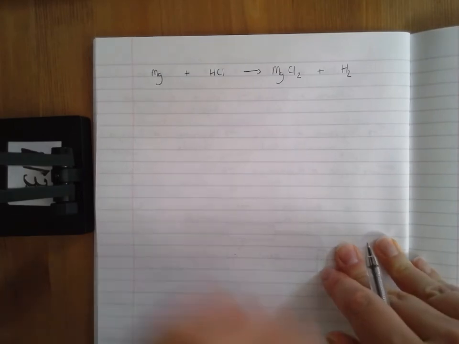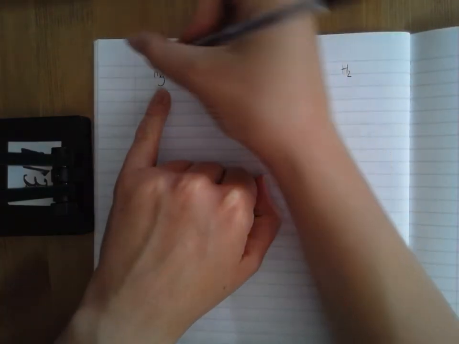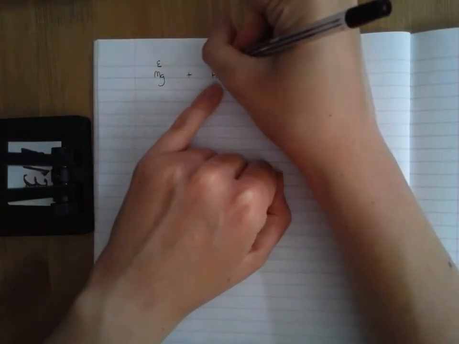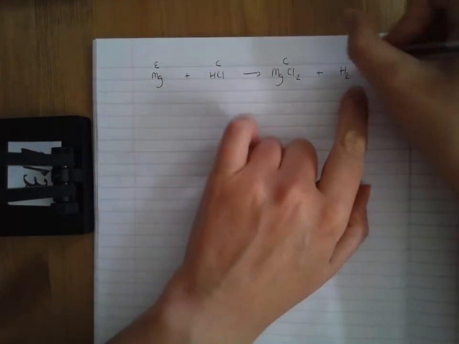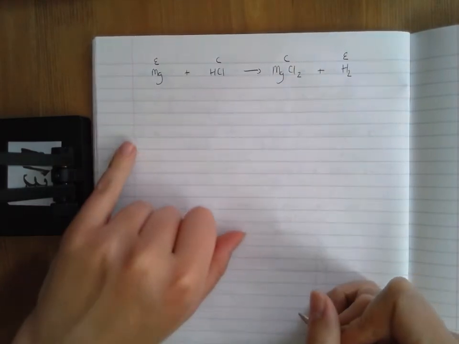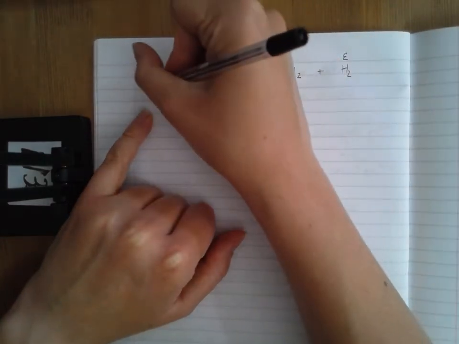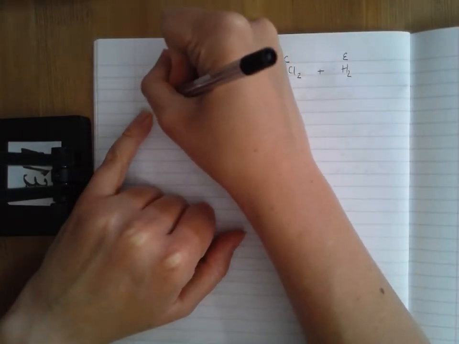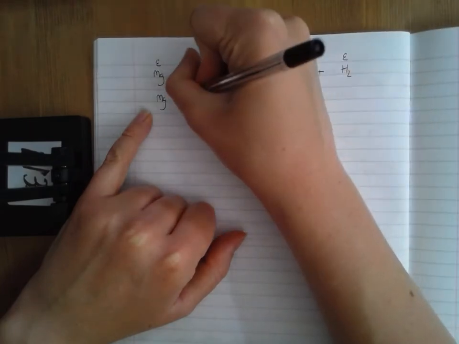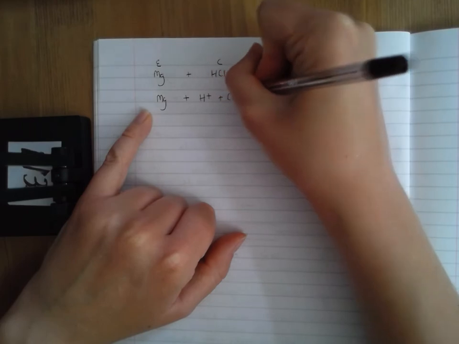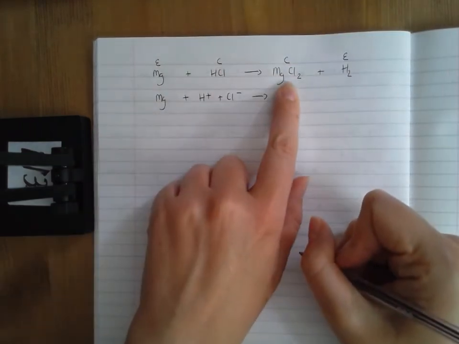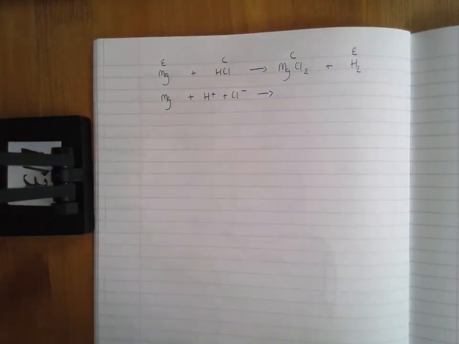Okay, so same situation here. Magnesium by itself is an element. HCl is a compound. MgCl2, I've got 2 elements there, so it's a compound, but hydrogen is just an element. If it's an element, it stays exactly the same, so I would still write magnesium as just an Mg. The compound, I need to split up into its ions. I'm going to get H plus, and I'm going to get Cl minus. I need to split this up into its ions to look at what those ions will be.